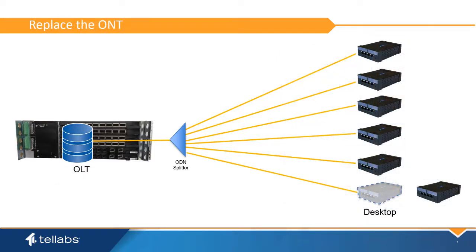Another advantage to having the ONT's database stored on the OLT is that the information can be easily applied to a new ONT if the existing ONT needs to be replaced. The only provisioning information that needs to be changed is the ONT's serial number.